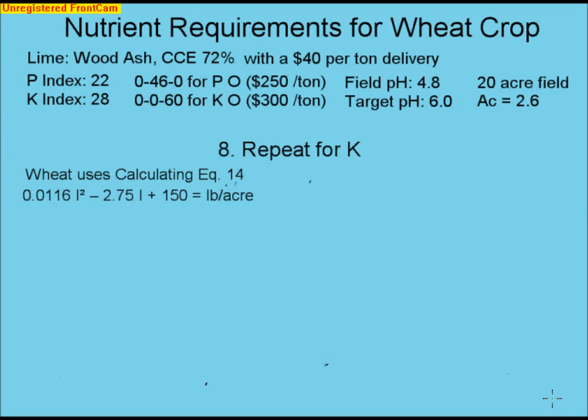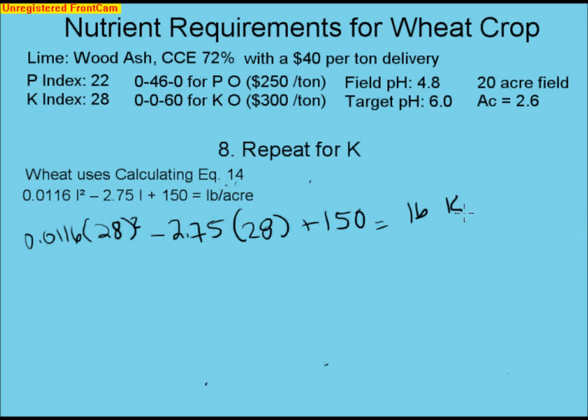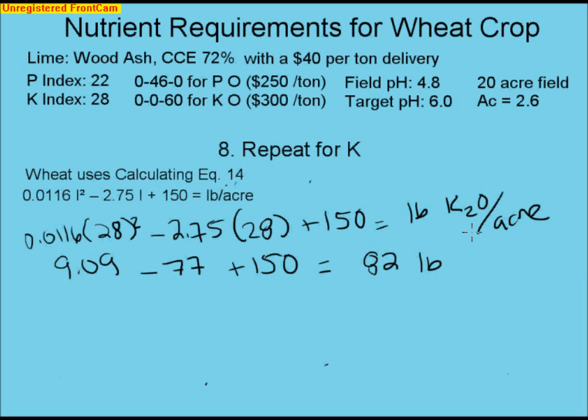Now we need to repeat the entire process over for potassium. In wheat, we use equation number 14 instead of 15 for our K recommendations. That is 0.116 times I squared, and in this case, our I is 28, minus 2.75 times 28 plus 150 is our pounds of K2O per acre. And this one boils down to 9.09 minus 77 plus 150 equals 82 pounds of K2O per acre.